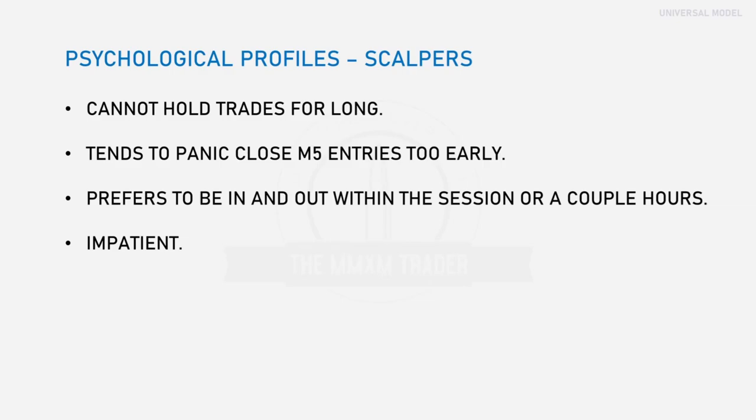Psychological profile for a scalper. We cannot hold trades for very long. We tend to panic and close 5-minute entries too early, right? A scalper prefers to be in and out within the session or within a couple of hours and is impatient. And there's nothing wrong with having this psychological profile. It all depends on your personality. Me personally, I cannot hold trades for weeks or days, right? But I'm also not a scalper, so everybody has a different personality.